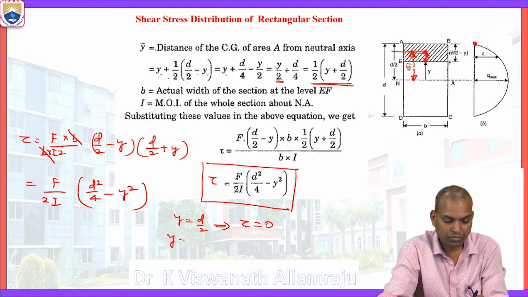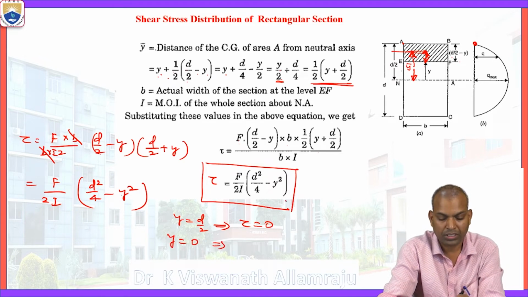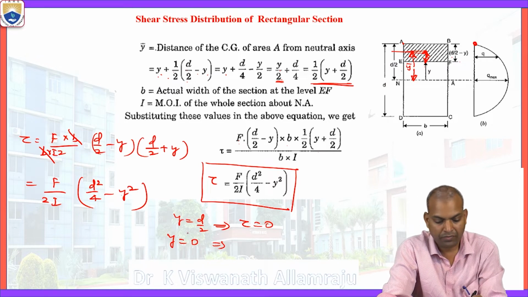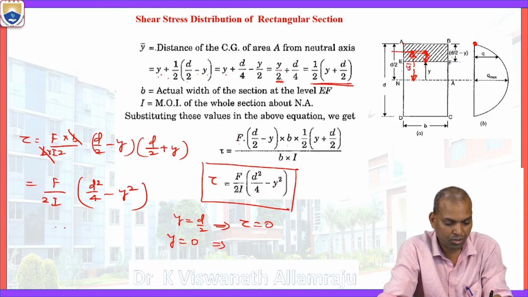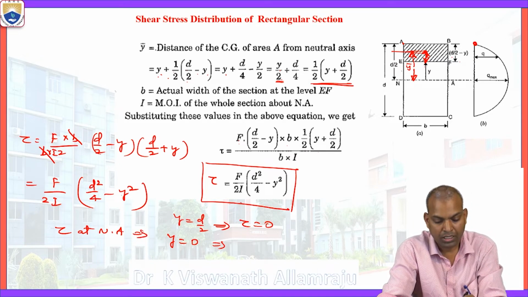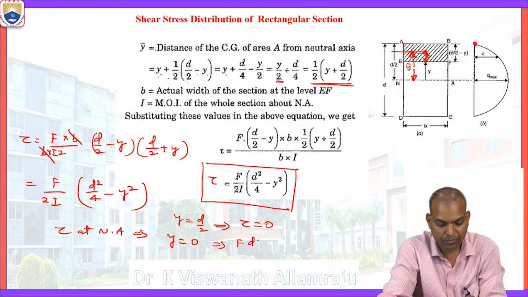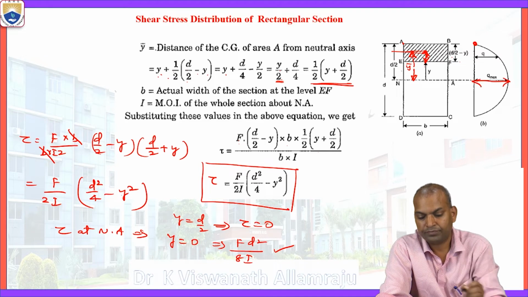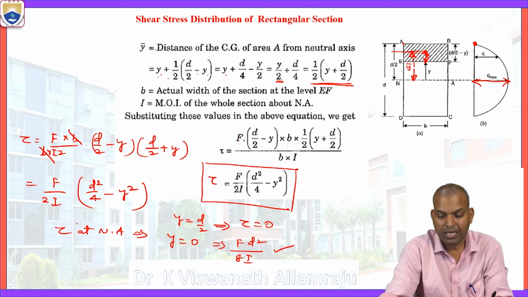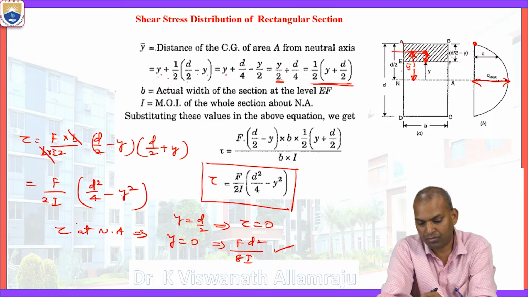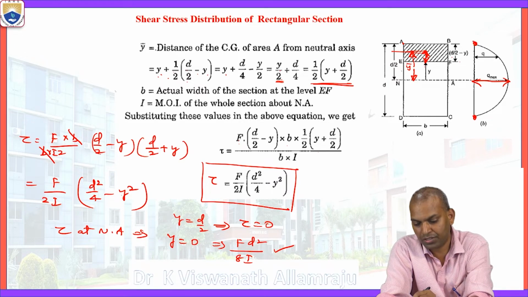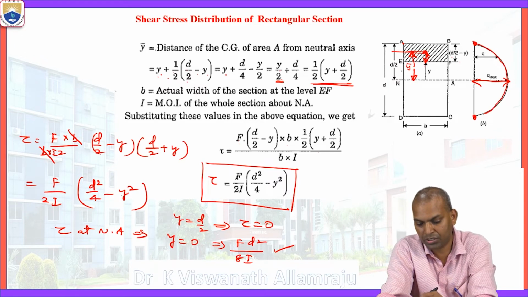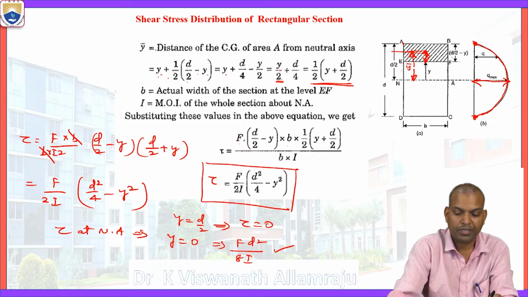If y equal to 0, that is at the neutral axis, substitute y equal to 0, the shear stress tau at the neutral axis becomes F d square by 8I. This is the maximum. That's why tau is maximum at the neutral axis. At the extreme edges, it is 0. If you join these values, the shape of the shear stress distribution comes like a parabola.